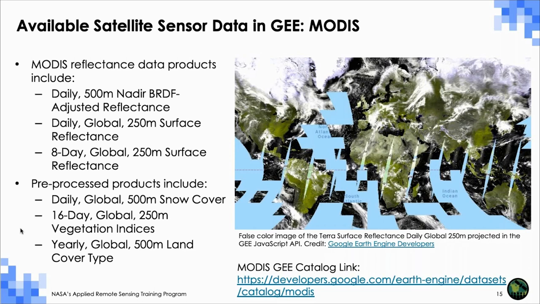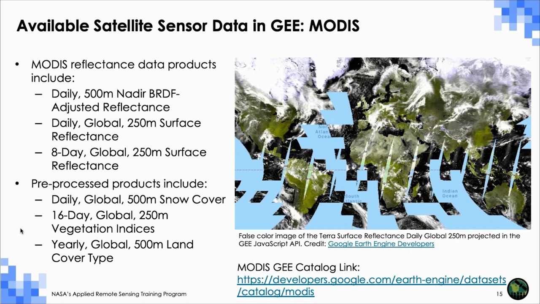The 8-day product composites the highest quality pixels over an 8-day period, which means this product might be particularly useful if your study area is in a place that frequently experiences cloud cover. And this surface reflectance data has similar capabilities to that of Landsat, but the reduced spatial resolution and spectral resolution can be challenging for some study areas and purposes.